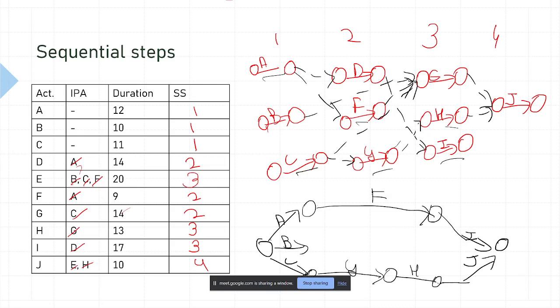So instead of having F here, let's put D and F actually. Okay, let's put F here.